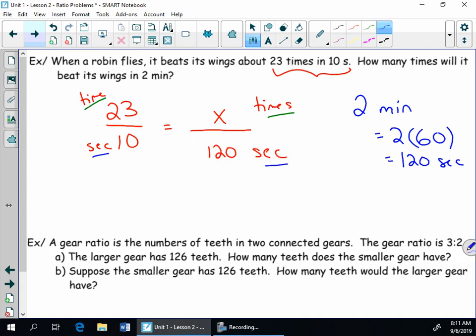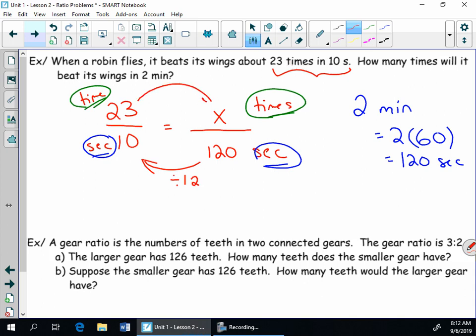Okay, seconds with seconds, times with times. They're the same kinds of things. Now I can go about solving this problem. I need to turn 10 into 120 or 120 into 10. Well, 120 divided by 10, make it smaller, is 12.